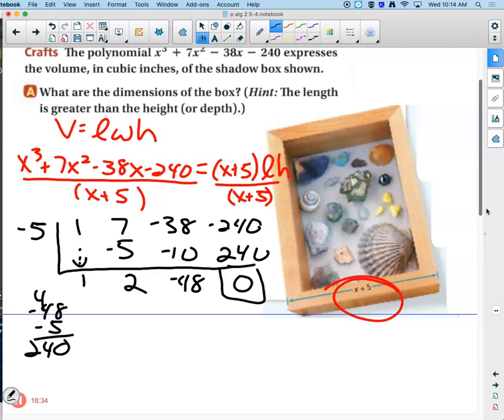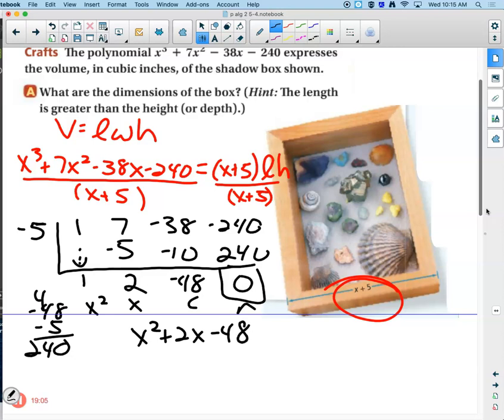Should we have known that that was going to be a 0 in that last spot? It has to be, because they said x plus 5 is a part of this. It was a part of that box. So it had to work out. Well, now let's see what we have left so we can answer their question about length and height here. Remainder constant x squared. So x squared plus 2x minus 48.